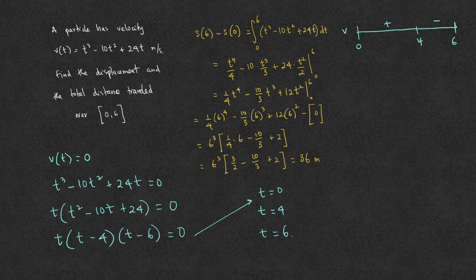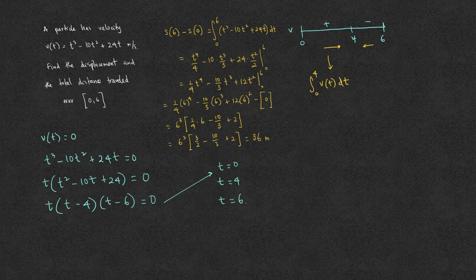And so we see that this particle is moving forward from 0 to 4, and it is moving backward from 4 to 6. To find the distance traveled, we first need to find the distance traveled during the first interval, and this is the integral from 0 to 4 of the velocity. It is the same velocity that we use to compute the displacement. And so this is the integral from 0 to 4 of t cubed minus 10t squared plus 24t dt. We know the antiderivative already.